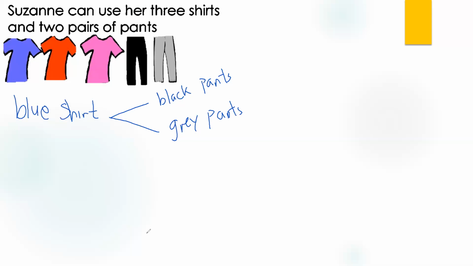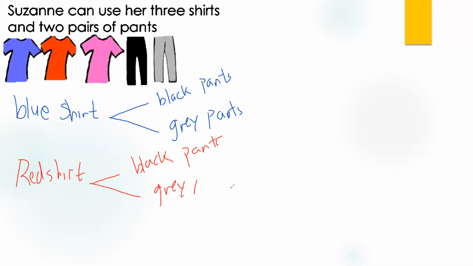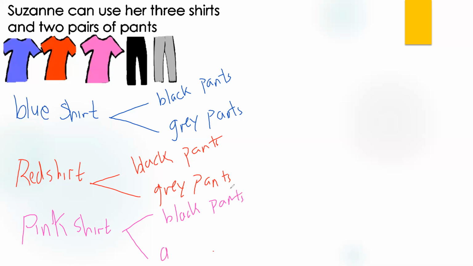Then you say, no, I want to wear the red shirt with the black pants. Then you say, no, I want the red with the gray pants. And you have the pink shirt. For the pink shirt, you could choose the black pants and the gray pants. So what are the choices now?